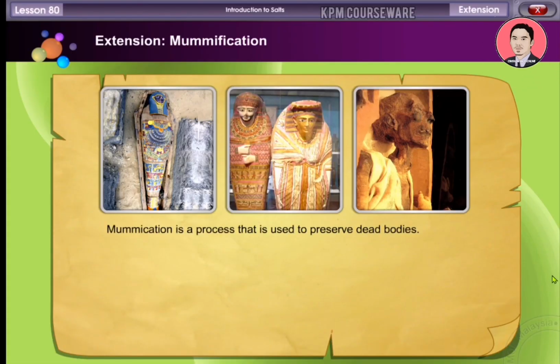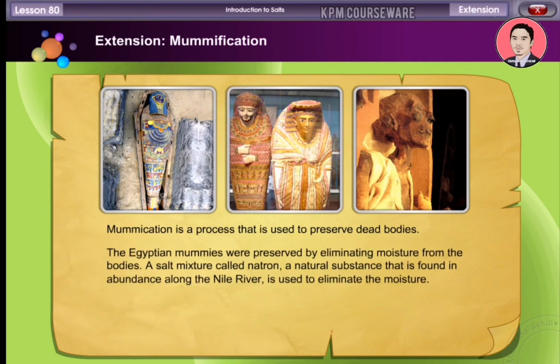Mummification is a process that is used to preserve dead bodies. The Egyptian mummies were preserved by eliminating moisture from the bodies. A salt mixture called natron, a natural substance that is found in abundance along the Nile River, is used to eliminate the moisture. Now let's do an activity.